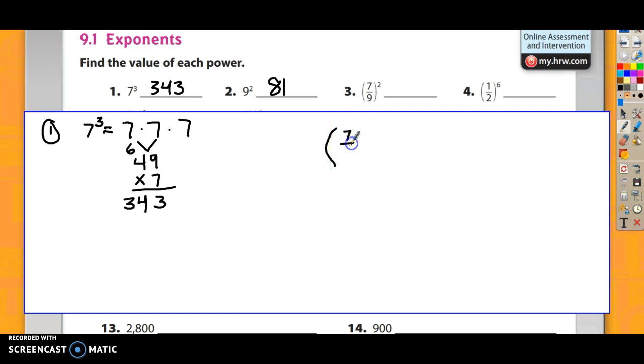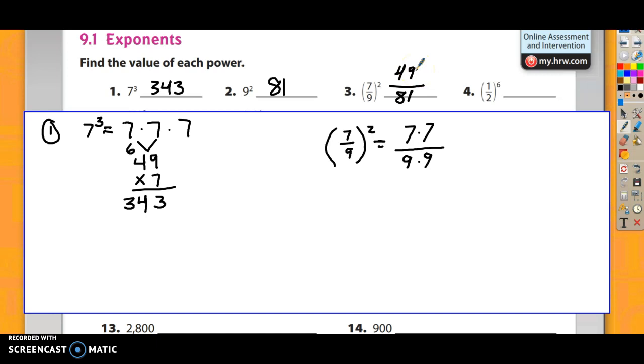If you have 7/9 in parentheses, and you square that, what that means is 7 times 7, that's my numerator, over 9 times 9, that's my denominator. And 7 times 7 is 49. And 9 times 9 is 81. And I want to point out something you'll see on the test about the value of whole numbers when we use exponents. The value is greater, but the value of a fraction gets less. It decreases. It's a little bit tricky.